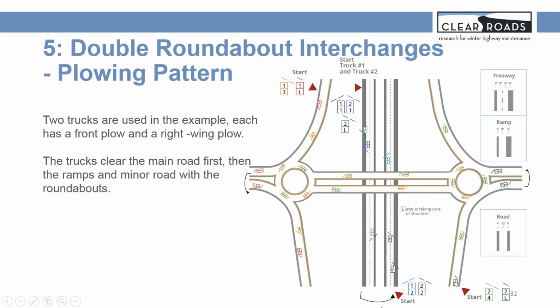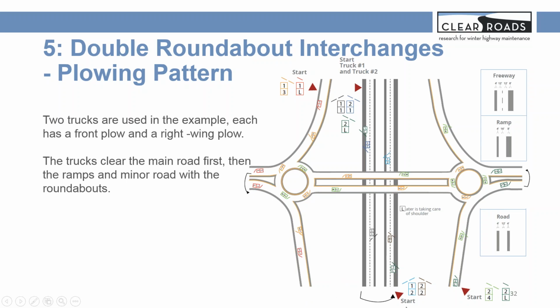And after that, number 1 truck will turn around and start a later pass. We call it 1L. So this 1L pass will clear the shoulder. So have the front plow, clear the shoulder, and then merge on the minor road and turn around to clear the shoulder on the on-ramp. So that's the track 1 passes.